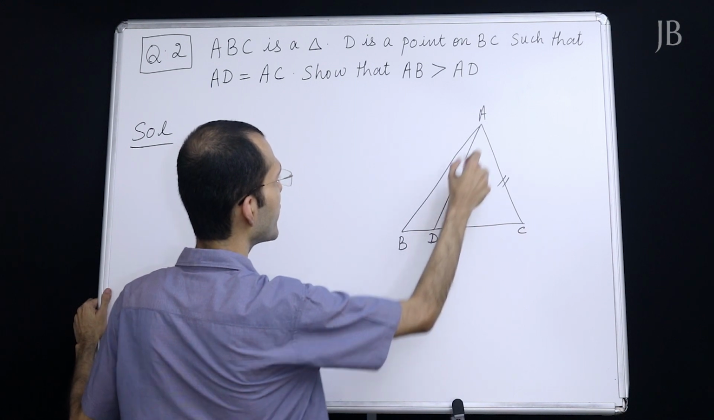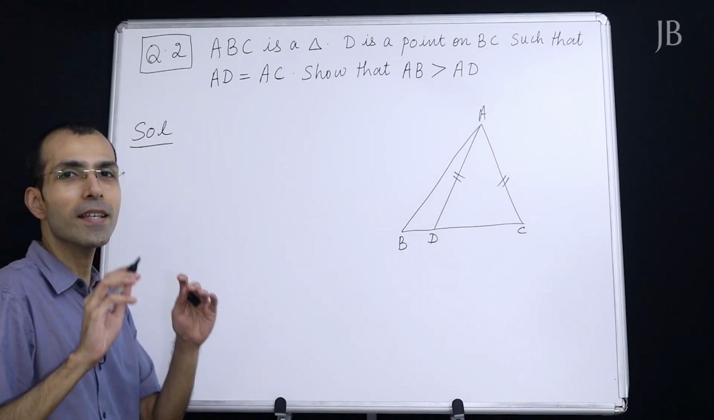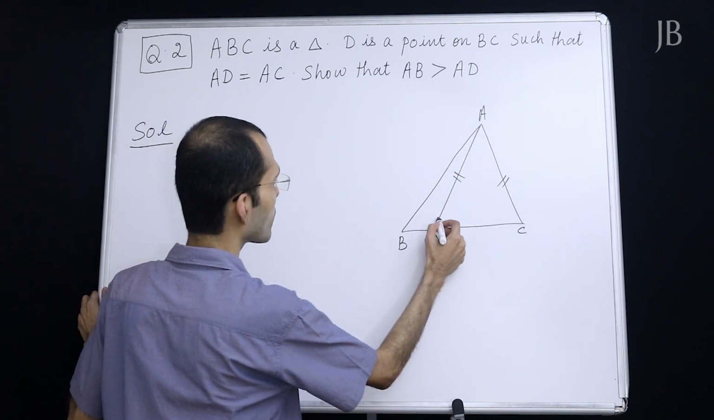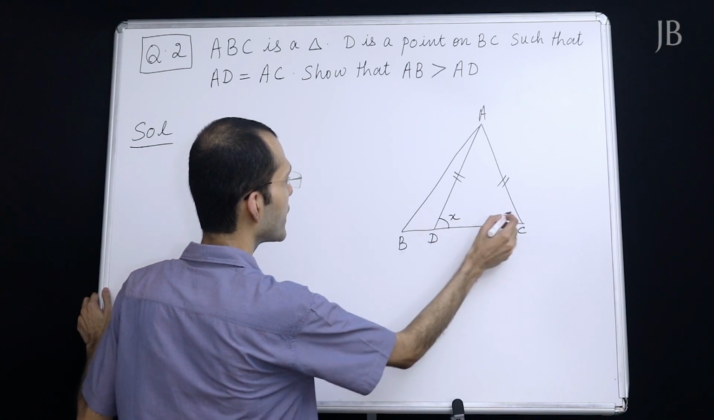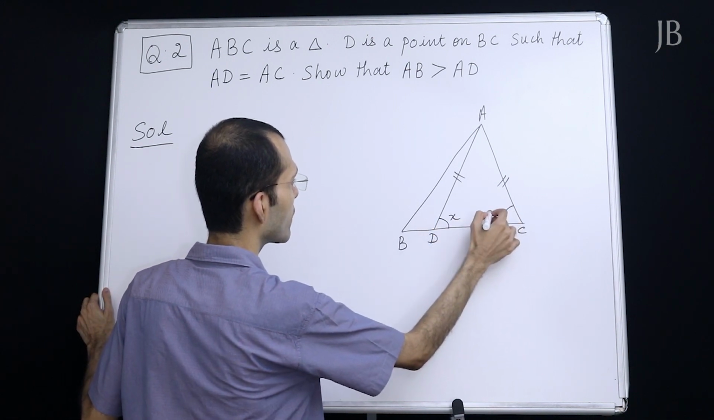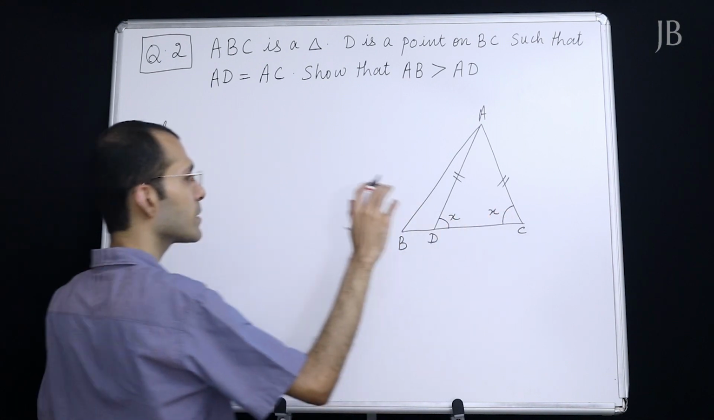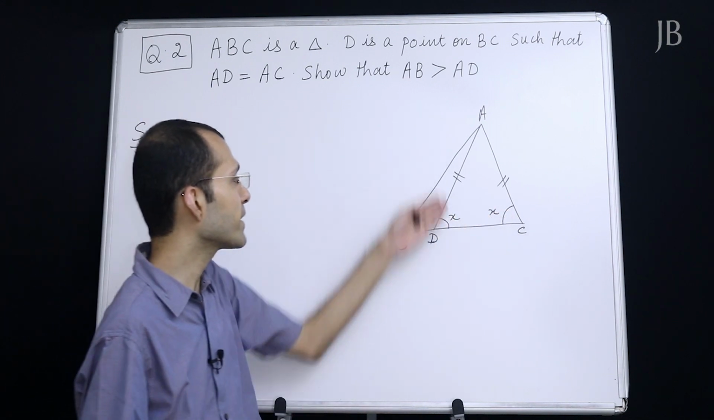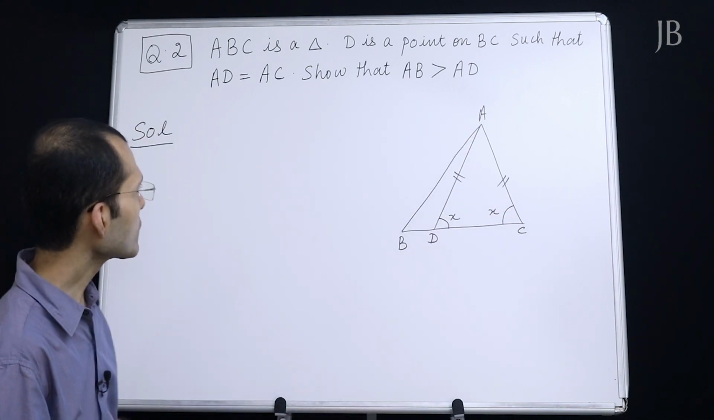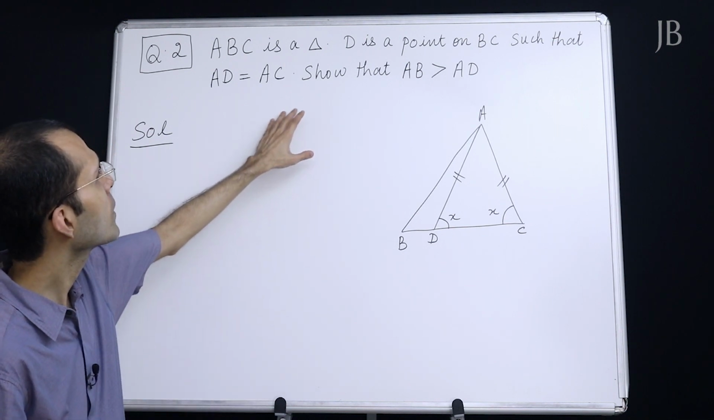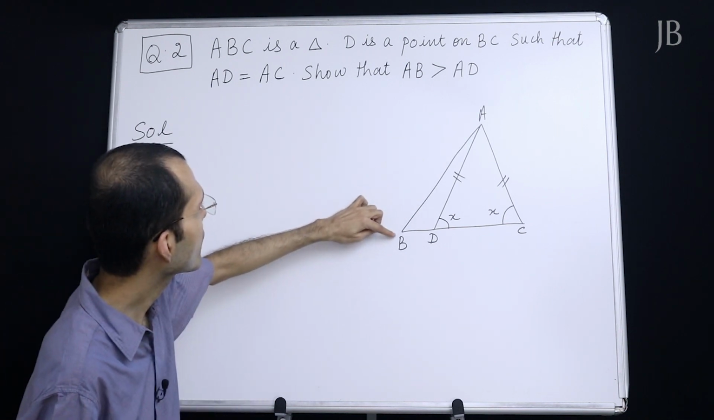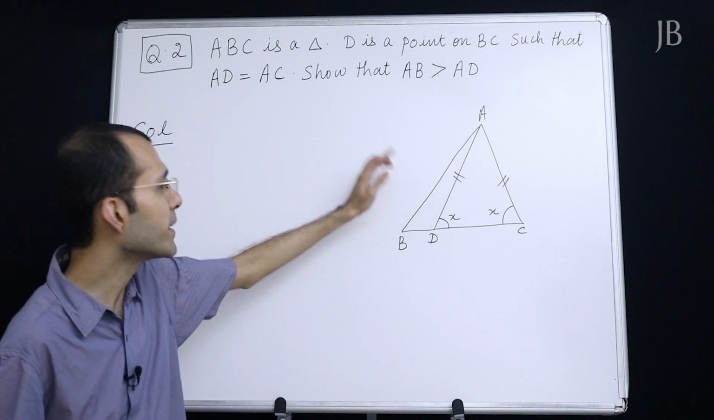Now here AD and AC are given to be equal. So angles opposite to them also will be equal. Simple isosceles triangle concept. So let the two angles be x and x, because the two sides are equal. Now what we have to prove? AB greater than AD. Okay.